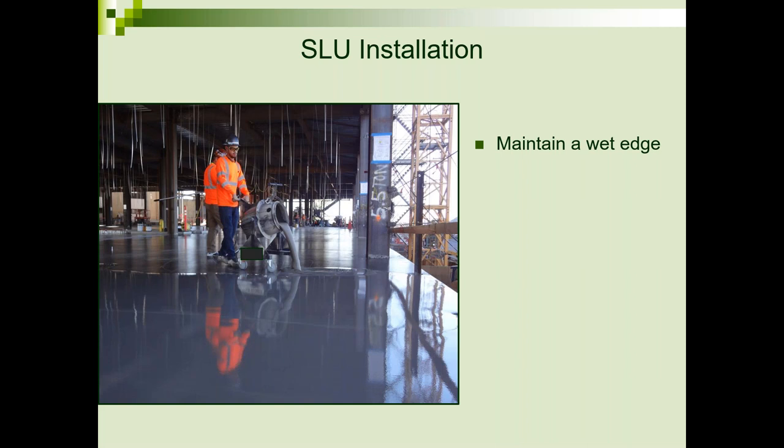When applying the product, whether by pump or barrel, it's important that you maintain a wedge, so each successive pour or application of the underlayment readily bleeds into, flows into, the existing product on the ground. You don't want to create a cold joint.